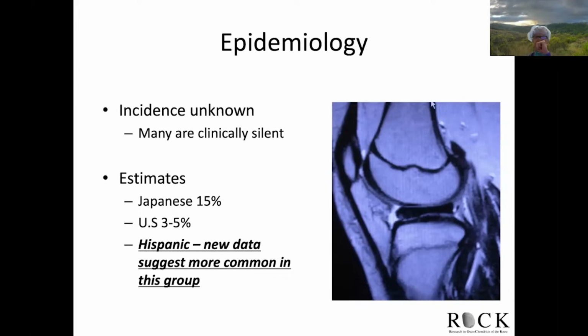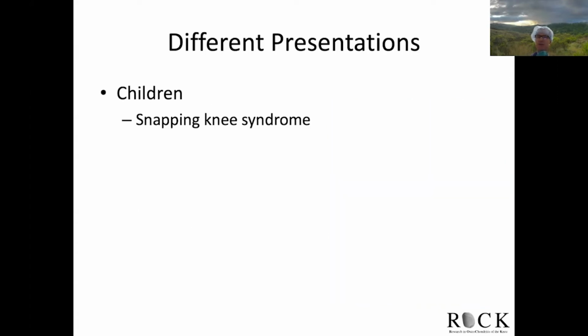There is some data suggesting that in the United States, Hispanic individuals may be more likely to have a discoid meniscus. We don't know why that is, but it's beginning to look like the Hispanic population may have a higher risk. So if you see a young Hispanic male or female with a popping knee, at 7, 8, 10, or symptoms suggesting a meniscus tear, if they're Hispanic, they may actually be more likely to have a pre-existing discoid meniscus.